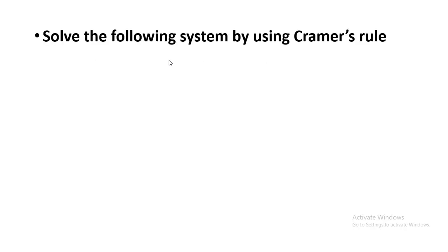Moving on. The second way of using matrices in solving linear equations is Cramer's rule. Basically Cramer's rule involves determinants, so you should know how to calculate determinants. Solve the following system by using Cramer's rule.